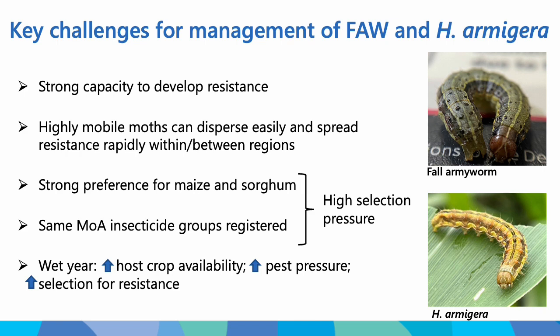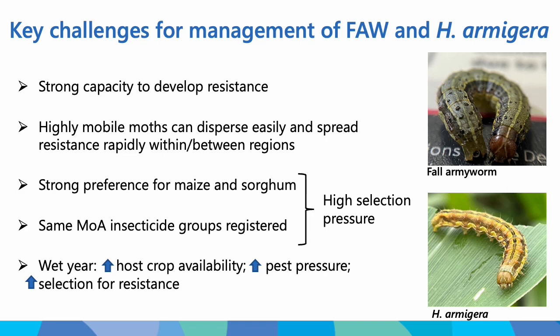So we know both species have a strong capacity to develop resistance to insecticides, and that those genes for resistance can be spread easily in the landscape by migration and dispersal, both within and between regions. Now, there is likely to be strong selection pressure for resistance in maize and sorghum, just because this is where both species are likely to occur together, and also because the same insecticides are registered on both species in those crops.